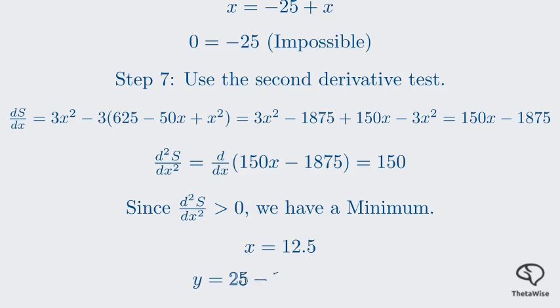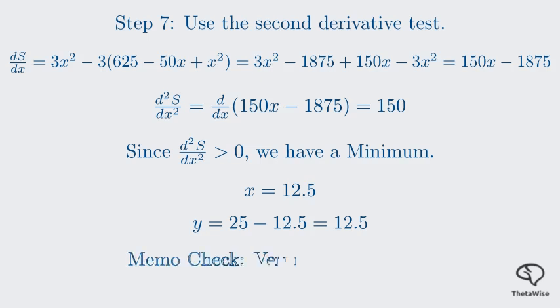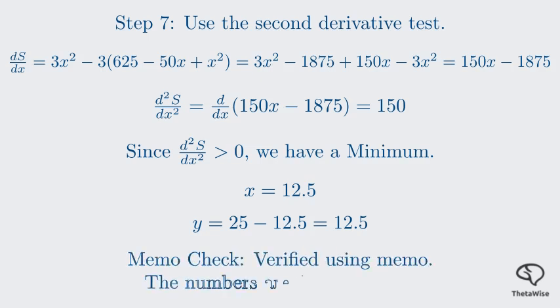Finally, we find y equals 25 minus 12.5, which is also 12.5. So the two numbers are 12.5 and 12.5. This seems to be a common pattern with these types of problems, where the values are equal. Let's check our memo. Yes, the solution confirms x is 12.5, verified.